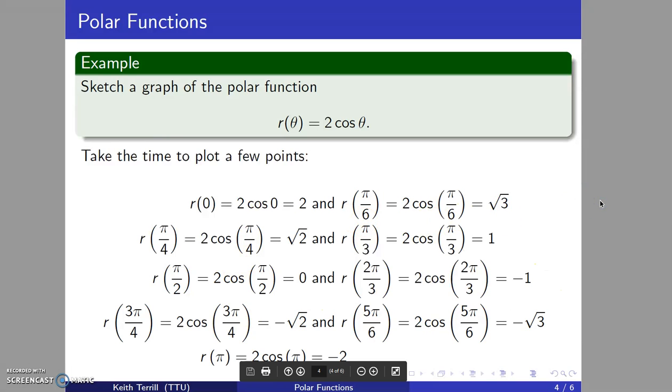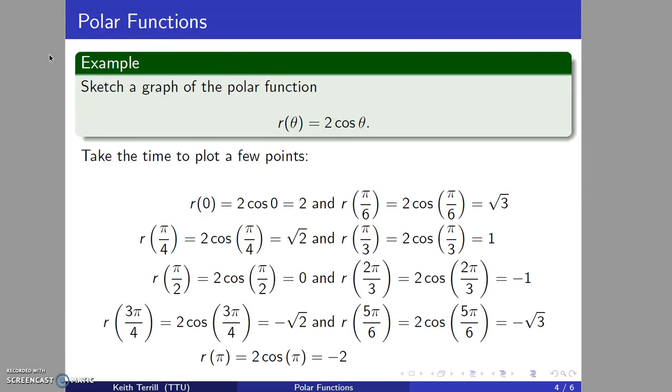So go ahead and find r of theta when theta is 7 pi over 6, 5 pi over 4, 4 pi over 3, 3 pi over 2. All of those in this third and fourth quadrants. Get those points for me as well, and we'll see what we can do about that.